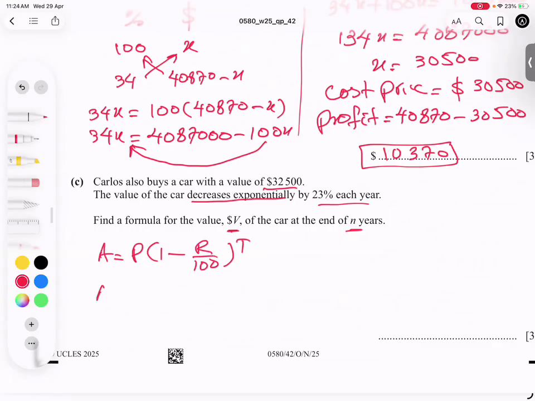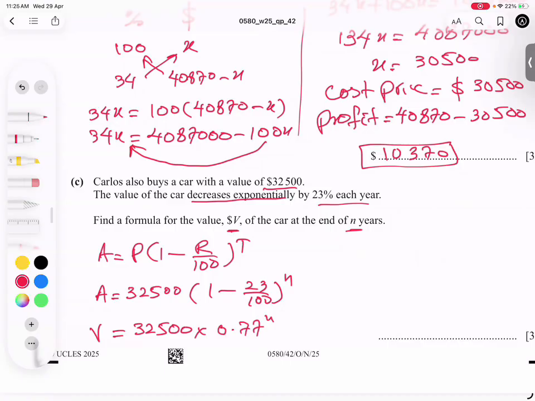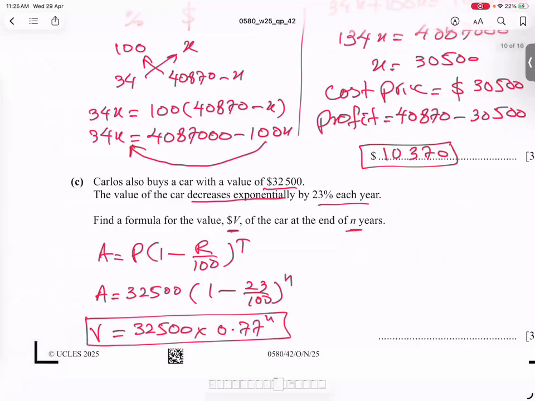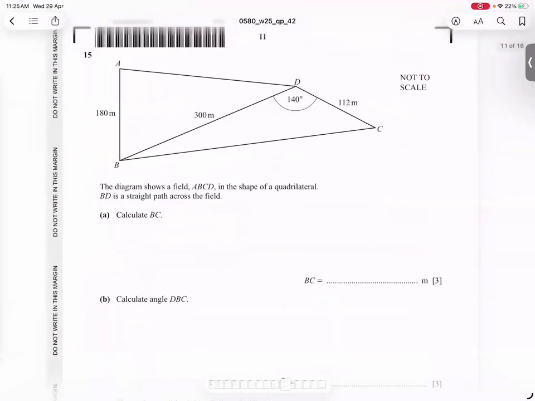Okay, students, now this is A, and we are looking for the investment 32,500, and rate of interest 23 over 100, and n. He said formula. So here I'm writing V because he said the formula for V, and 32500 times 1 minus 23 over 100. If you subtract this one, you get 0.77 power n, and this is my final answer. I hope the point is clear, students. Let's go for question number 15.